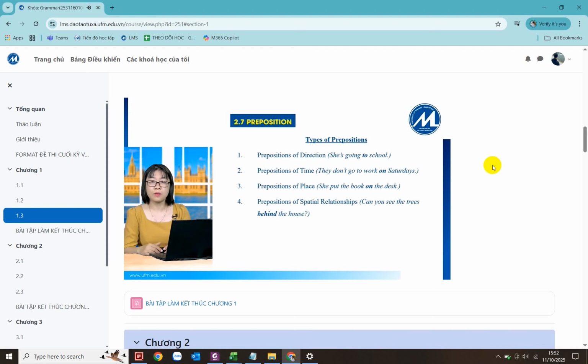The next kind is prepositions of place. For example, the preposition on in the sentence, she put the book on the desk. The fourth kind is preposition of spatial relationship. For example, the word behind in the sentence, can you see the trees behind the house?